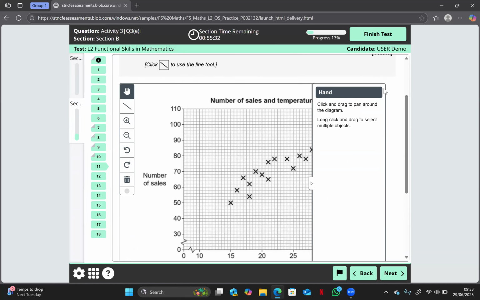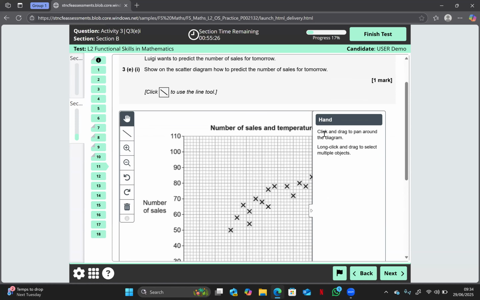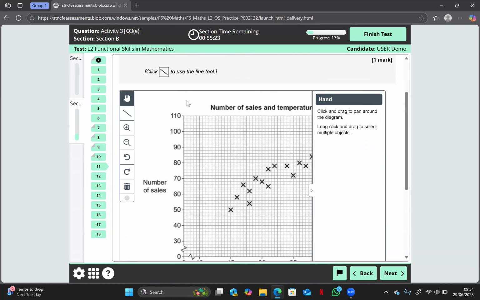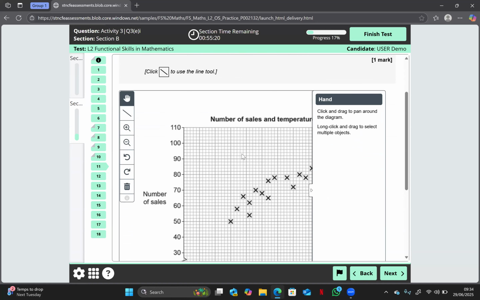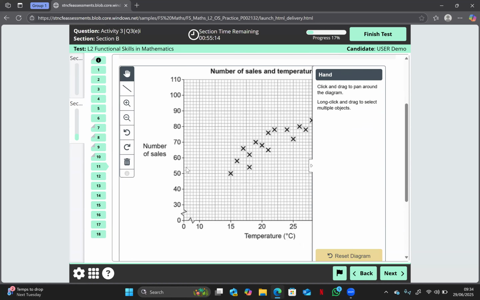So, the temperature is 23 degrees Celsius. So he wants to predict the number of sales for tomorrow. So if we look at between 20, each square, let me figure that out, that's 1, 2, 3, 4, 5, 6, 7, 8, 9, 10 squares. So each square represents 0.5. So it's 20.5, 21, 21.5, 22, 22.5.